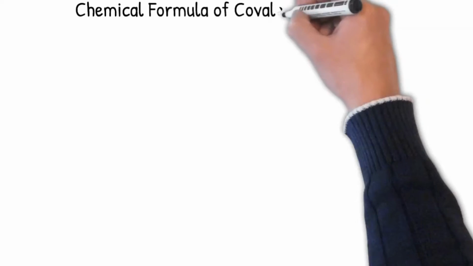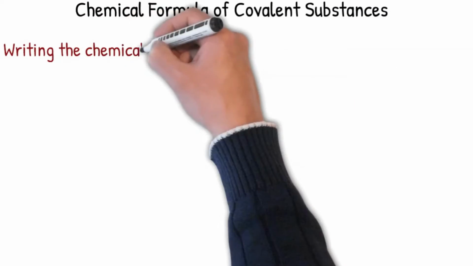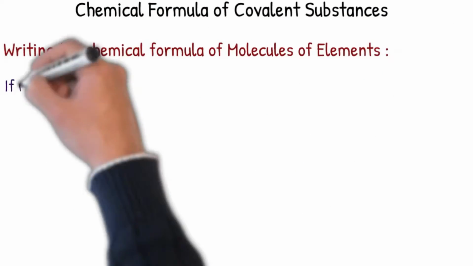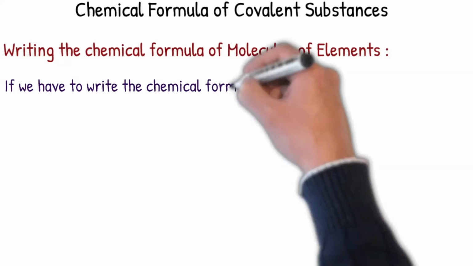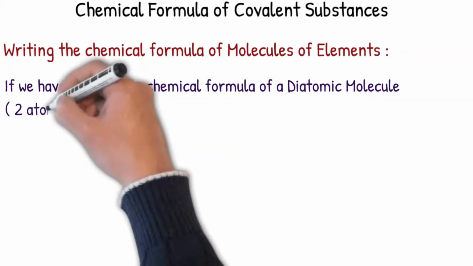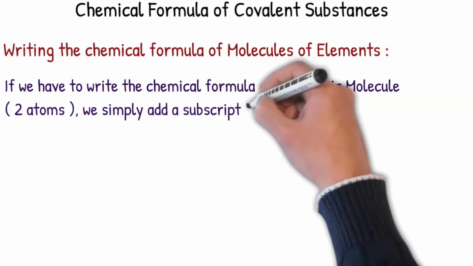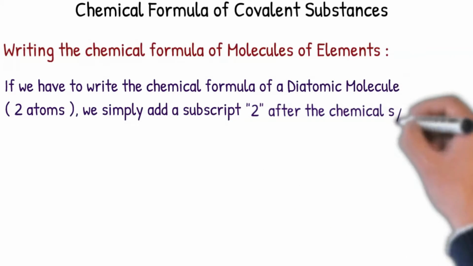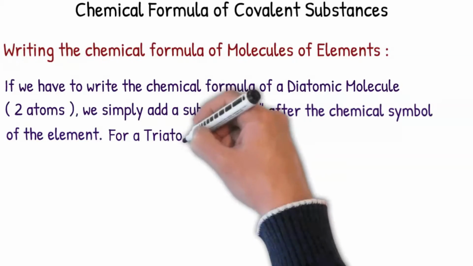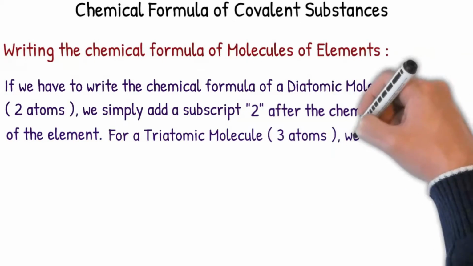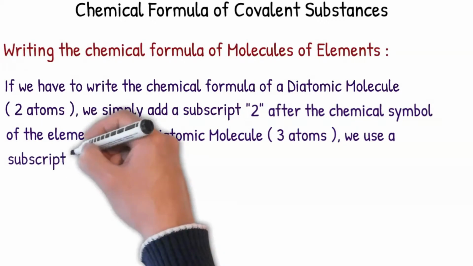Chemical formula of covalent substances. Writing the chemical formula of molecules of elements. If we have to write the chemical formula of a diatomic molecule, 2 atoms, we simply add a subscript 2 after the chemical symbol of the element. For a triatomic molecule, 3 atoms, we use a subscript 3.